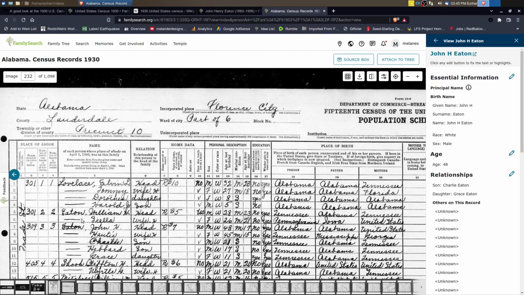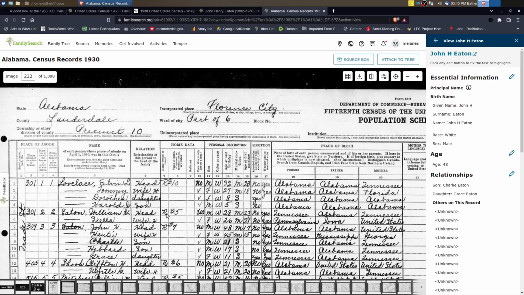The next thing to notice is that John Henry's oldest son, William, is living next door to him at 301 Trade Street with his wife. William Henry is 28 years old. His wife is 26, and he'd been married for 5 years because his age at first marriage was 23.